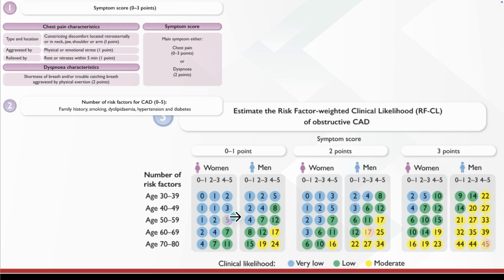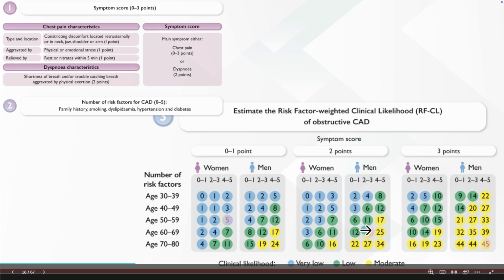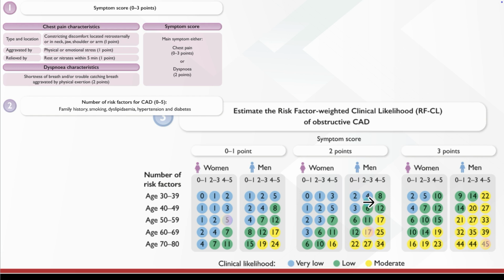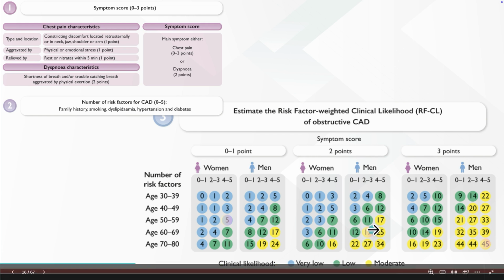So let's take an example. A 50-year-old woman with 5 risk factors for coronary disease, and the symptoms are either 0 or 1. For instance, pain that's triggered by physical or emotional stress, that's only 1 point. The probability of this lady having significant coronary disease is very low, probably 5%. A 60-year-old man with 3 risk factors, diabetes, hypertension, dyslipidemia, and he gets 2 points because the pain is constricting, relieved by rest, then the probability of this man having significant coronary disease is only 70%.